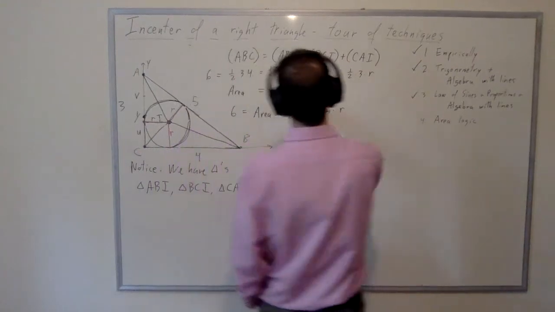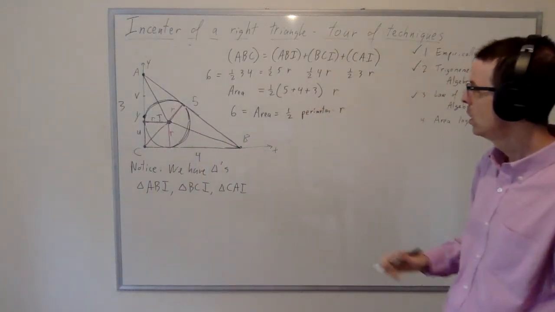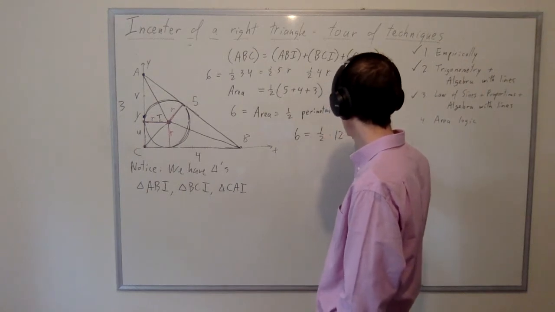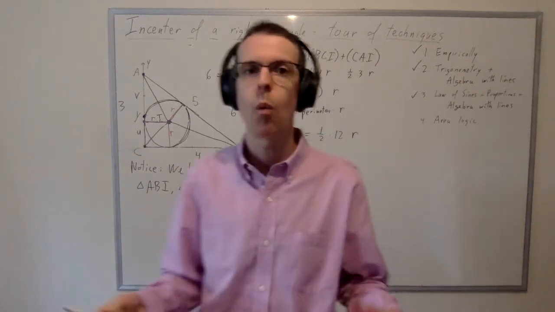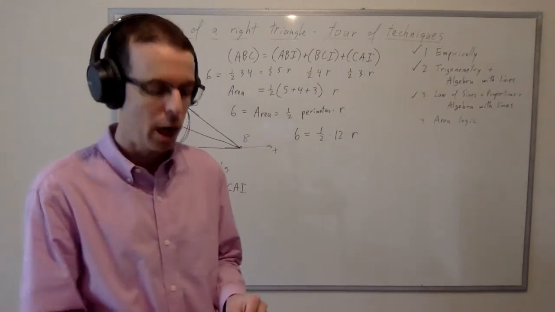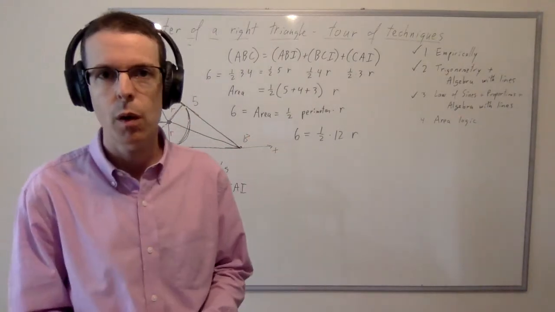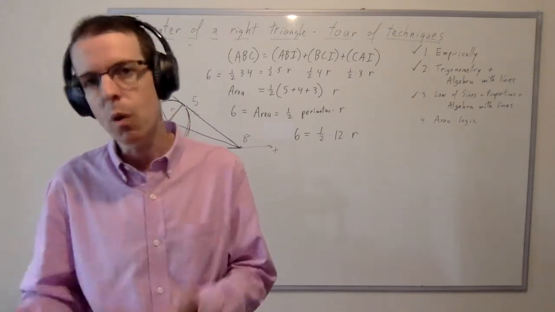The perimeter is, the sum of these numbers is 12. So in our problem, we get 6 equals 1/2 of 12 times r. And you might say, what are you doing? You're trying to calculate area. I want to know the inradius. Now you've got this complicated formula for the area. It involves the inradius, but I don't know the inradius.